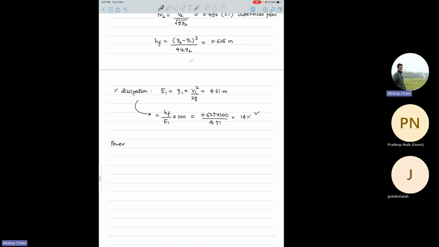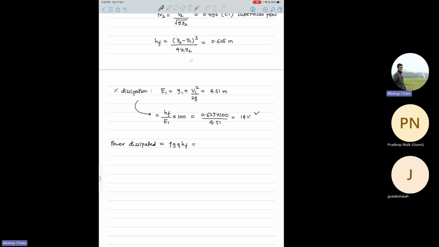Now the power dissipated. For power in general, you have this formula, which will be rho g Q into hf. Here, q is per unit width. Ideally speaking, the formula is rho g capital Q, which is flow rate, into hf. And this was true for our previous example also, in case of pipe flow in laminar, etc. But in this problem, they have not given us the width. So therefore, we are taking it as a per unit width basis. So therefore, the small q is here.